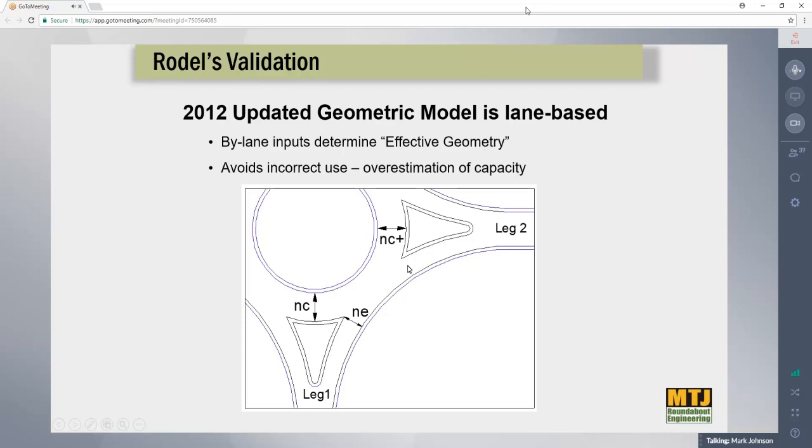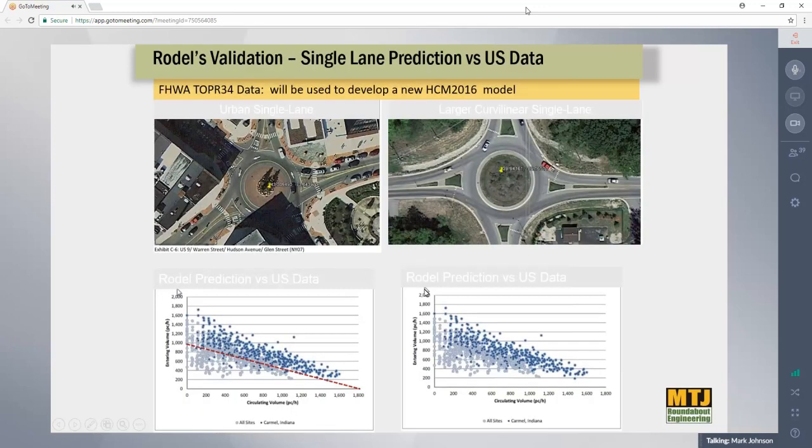So the bi-lane inputs develop your effective geometry for you. Some of the things that we were finding in the more recent data is a wide spread of data, and so we started looking at that pretty closely.